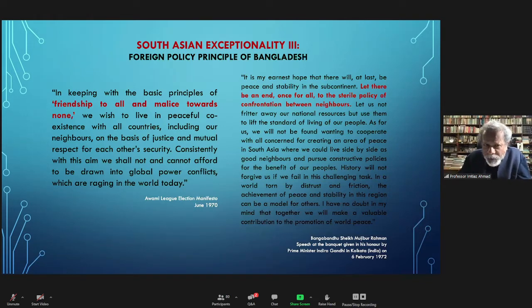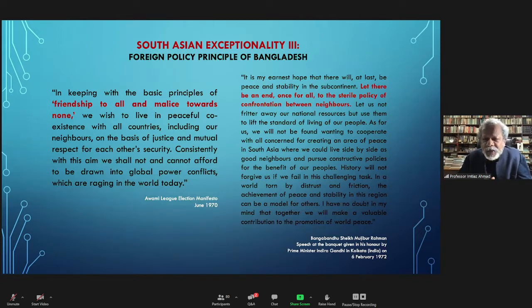And the third exceptionality is, of course, the foreign policy principle of Bangladesh, friendship to all and malice towards none. Keep this in mind. This is not post-1971. This was stated for the first time in the Awami League manifesto in June 1970, during the Cold War, when Pakistan was a member of CENTO and SEATO.